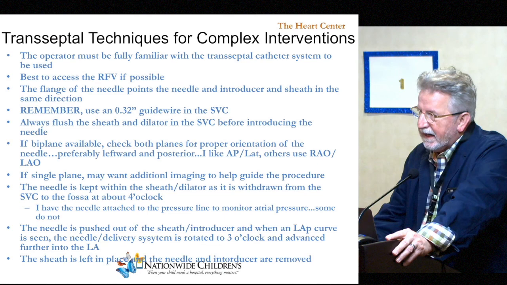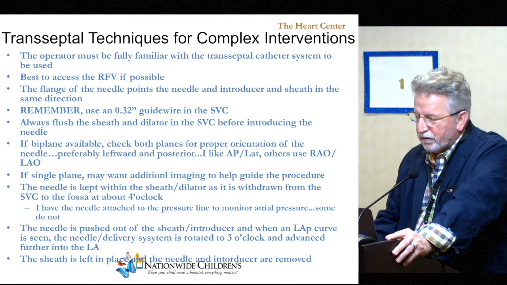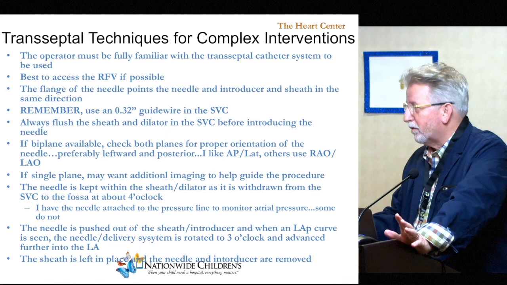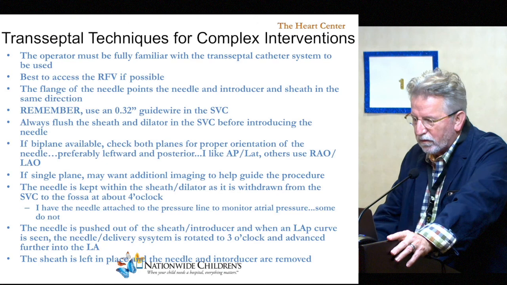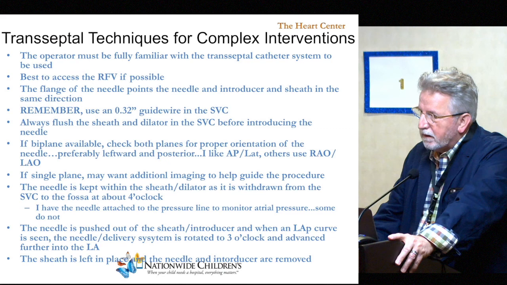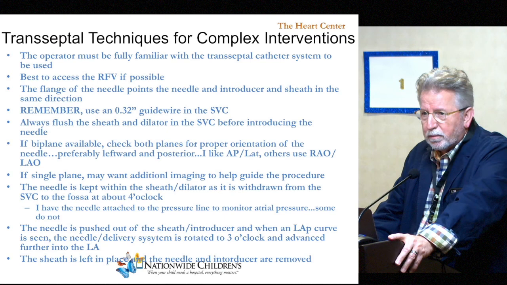Again, know your transseptal system, but basically you have your flange on your needle and your sidearm on your sheath, and realize those two things go together. And the other thing is, and I don't know why they did this, but for whatever reason, most manufacturers make it to where you put it over an 032 wire rather than the 035 wire you always have, and you're going to be there with an 035 wire and you're not going to be able to put the transseptal system over. In our world, in congenital, we have biplane typically, but certainly adult labs do not, and it's more in a single plane. And again, I think, and Eric and the people can correct me, a lot of times I see additional imaging used in the single plane, particularly if you have not got all the experience.